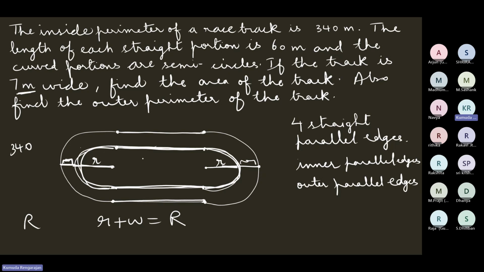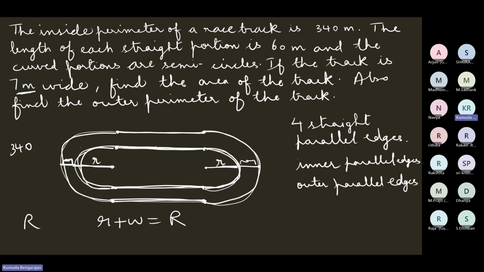See which one is the outside perimeter? This one. The length of this line segment plus the length of this semicircle plus the length of this line segment plus the length of this semicircle will be the outer perimeter. So there are 2 different perimeters here: inside perimeter and outside perimeter.